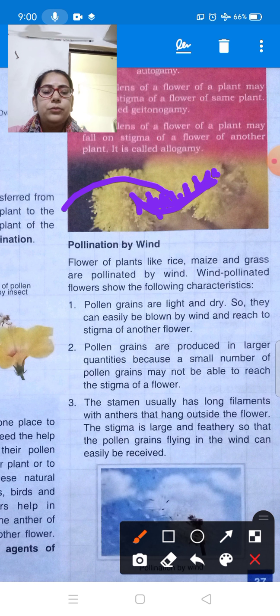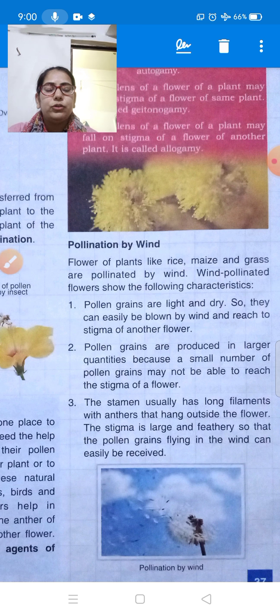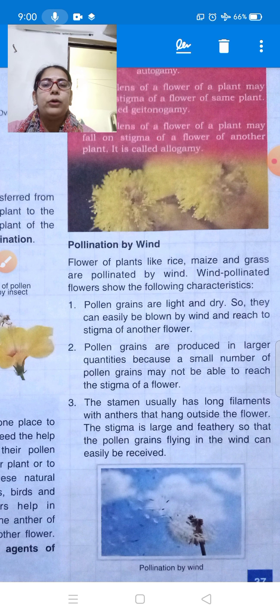So in this way pollination takes place by wind. The pollen grains should be light in weight and dry so that they can easily be blown by wind. Pollen grains should be produced in large amounts so that even if some pollen grains are wasted, some amount of pollen grains can still reach the stigma. And the next is the filament of the stamen should be long and the stigma of the carpel should be hairy or feathery to catch the pollen grains.